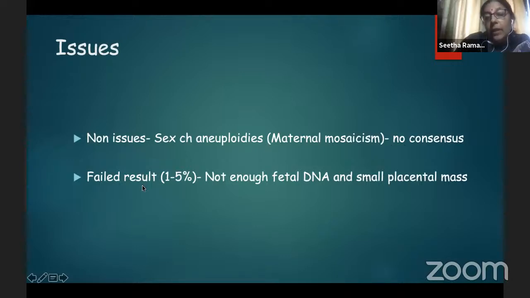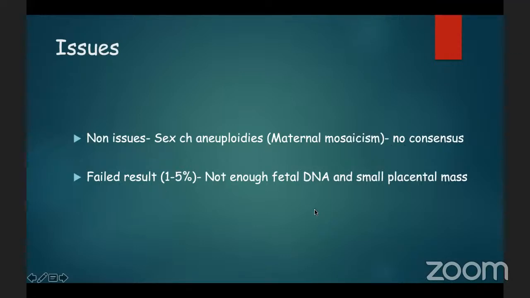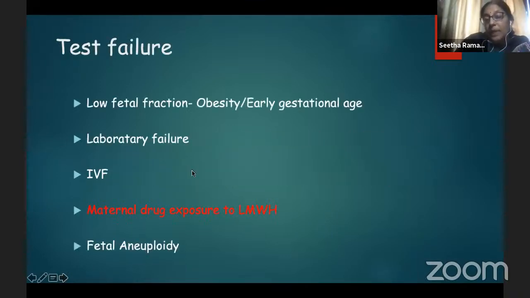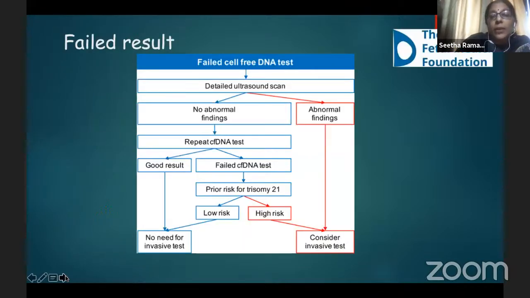And then about the failed result, because there was not enough fetal DNA because of a small placental mass, which could mean that the baby is actually aneuploid. So a test failure could be because of a low fetal fraction, a laboratory failure, or maternal drug exposure to low molecular weight heparin. A lot of our IVF women are exposed to this. So it's again important to time the test as far as possible from the last injection. These small things make a lot of difference to what your report will say, and that will guide accordingly what we need to do further.